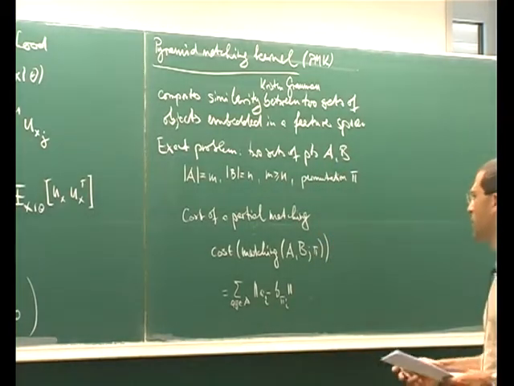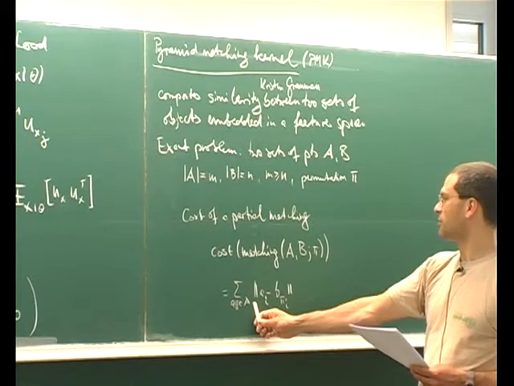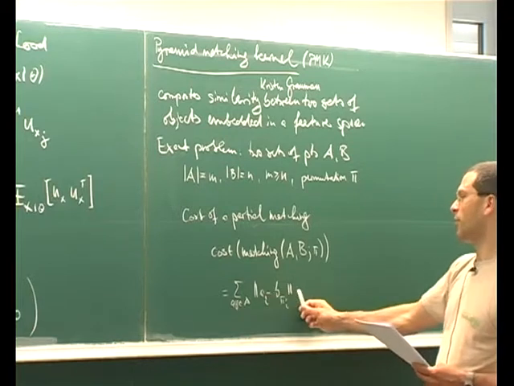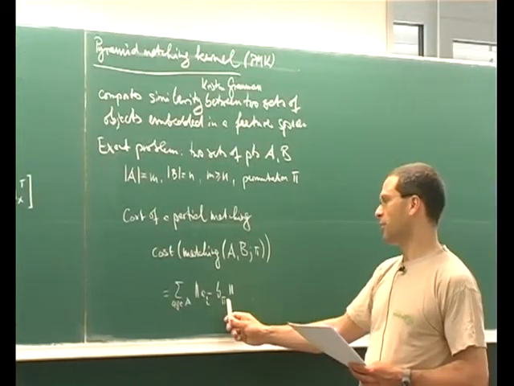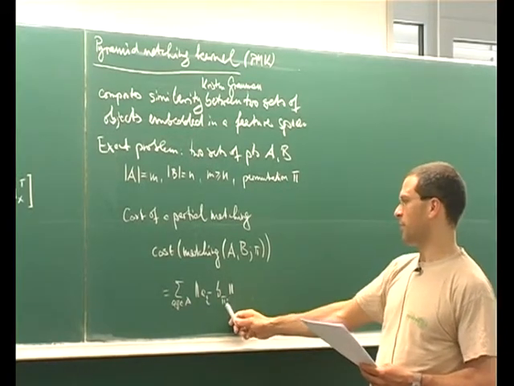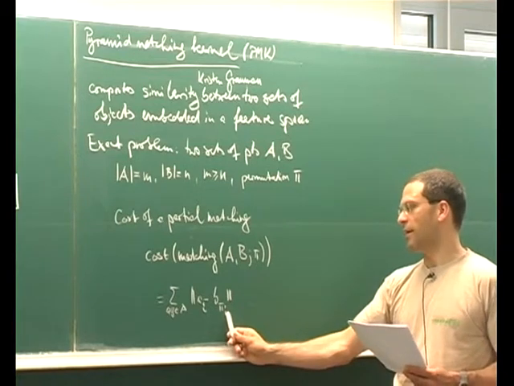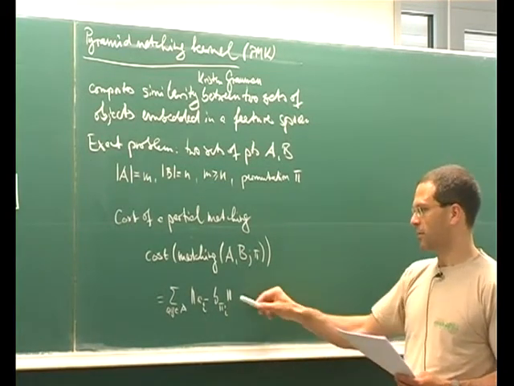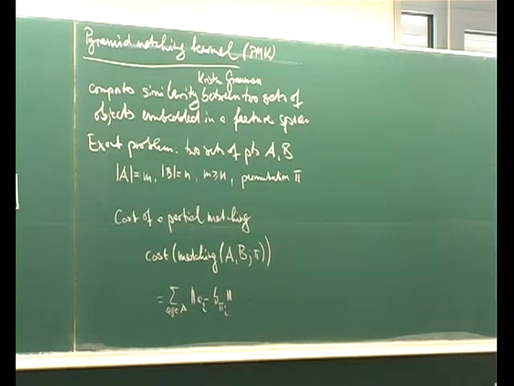Okay, so we have a sum over all members of the first set, and we compute the sum of the absolute differences between those members and their assigned members from the other set. So we have B sub pi sub I. Pi is the permutation, and I is the ith element of that permutation. So this permutation encodes the assignment between the two sets A and B.